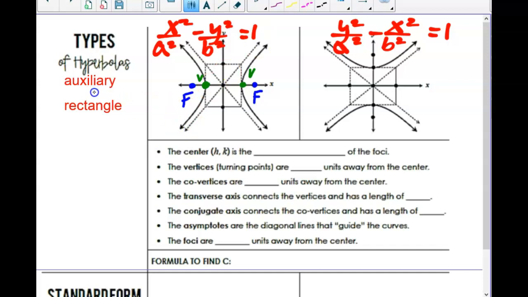Now, this rectangle actually has a fancy name. It's called the auxiliary rectangle. I didn't have to look that word up to spell it right. The center is really not going to be part of our hyperbola. The hyperbola itself are just these two shapes here and here. All of the rest of this is extra stuff to help us draw it, okay? So the center h, k is the midpoint of the foci or the midpoint of the vertices.